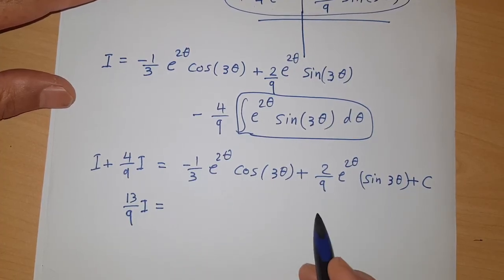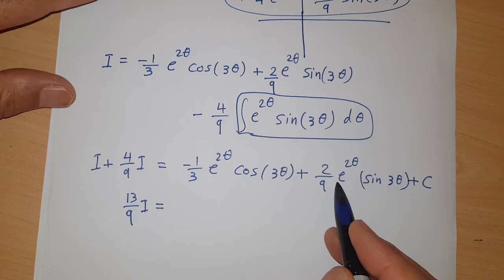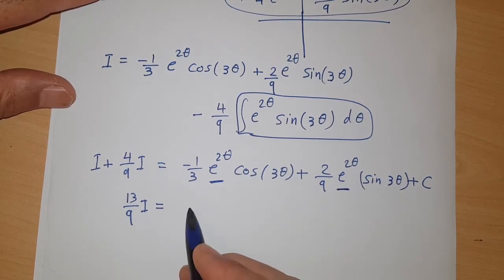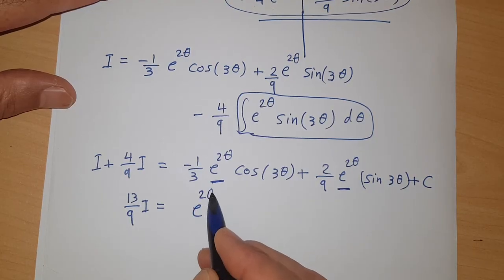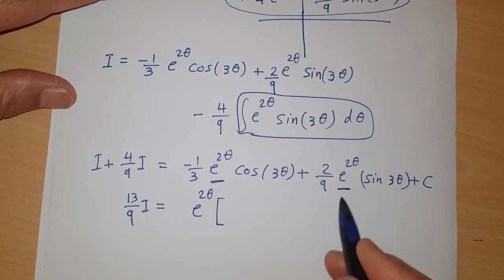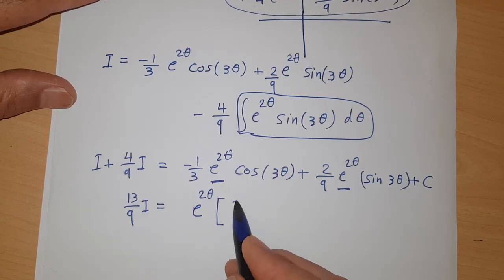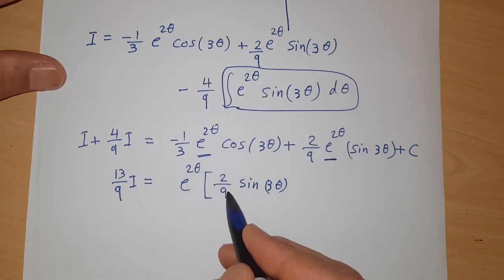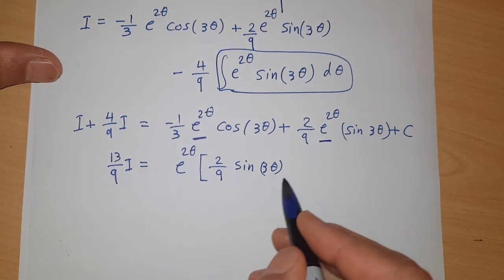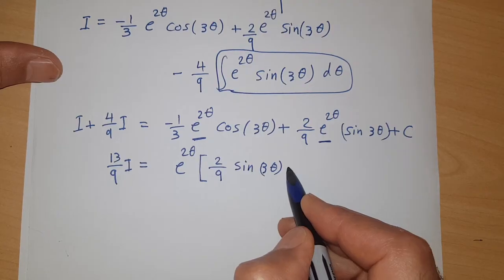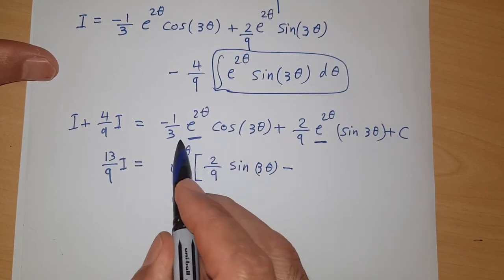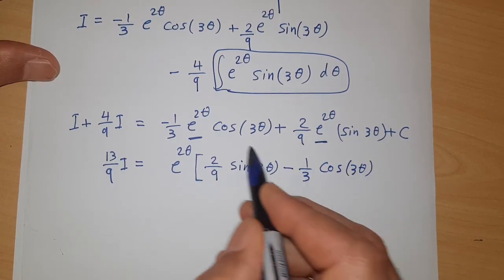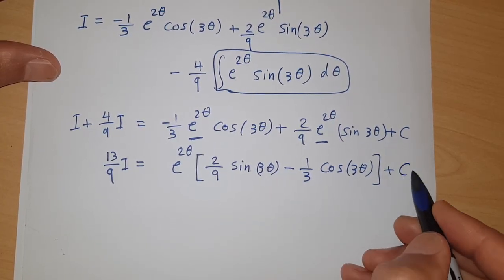I can arrange this one to be easy, and I can take, look, e to the 2 theta is the same. I can take it outside, e to the 2 theta here. Remaining inside here, 2/9 sine 3 theta. Of course, it's better to start with the positive part of the function and leave the negative part in the next one. Negative 1/3 cosine 3 theta. But if you keep the same order, no problem. It doesn't matter, of course.